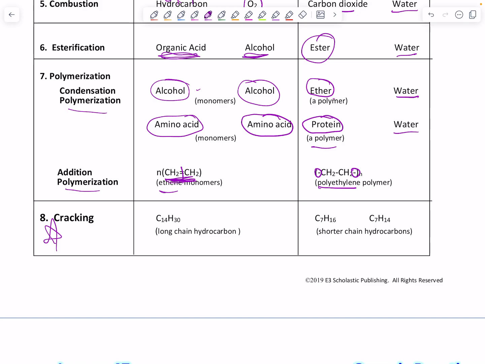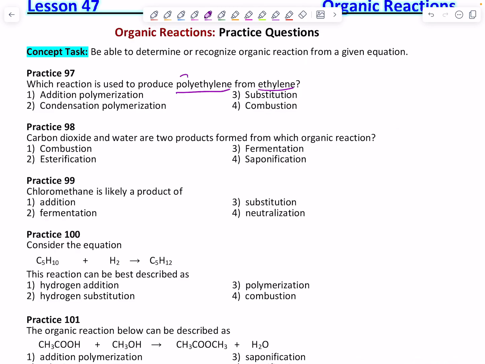All right, so again, I'm going to start going through the practice, but I would advise you to maybe pause and try to do some of them by yourself before you start checking. But I'm going to go ahead and go through it. On number 97, which reaction is used to produce polyethylene from ethylene? Things to look for here are, what do we see in the names? The biggest thing I can see is right here, polyethylene. So it has to be polymerization because that's the only one that has that in the name.